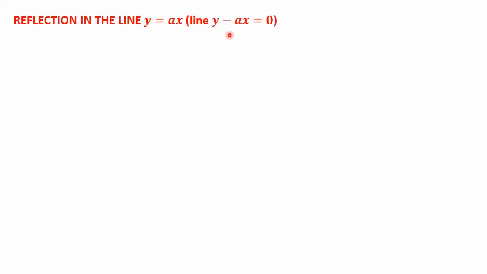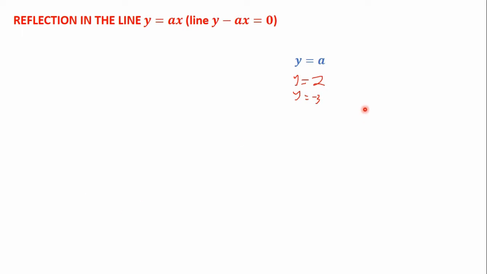The line y is equal to ax is also known as the line y minus ax is equal to 0, because if we bring ax over to the left hand side, the equation becomes y minus ax is equal to 0. Now we can clearly see a difference between this line y is equal to ax and the one we considered in the previous video, which is y is equal to a. In the previous video, the line we considered was y is equal to a. So for example, we can have the line y is equal to 2, or the line y is equal to minus 3, and so many other examples.